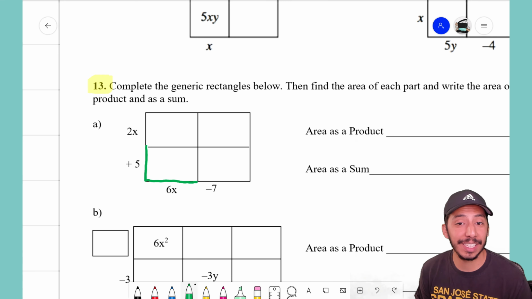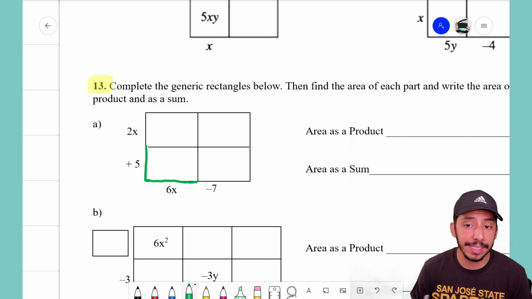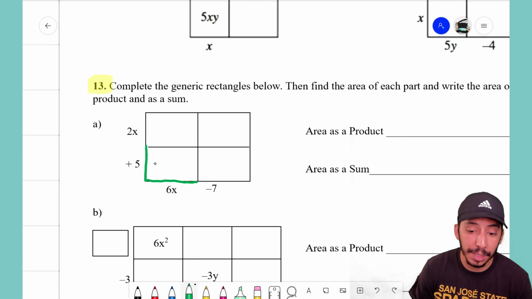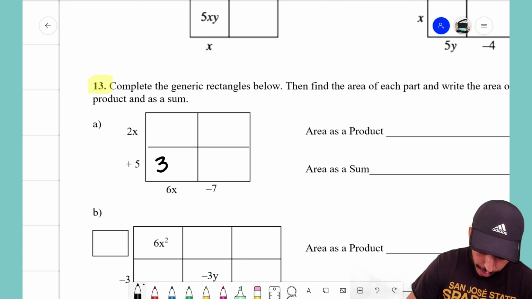All right, Christian says that we need to multiply, and then Daniel's telling us what the answer is, and I agree. So when you're doing a generic rectangle, remember we have to multiply the sides to get the inside box. So I take 5 times 6x, that becomes 30x.